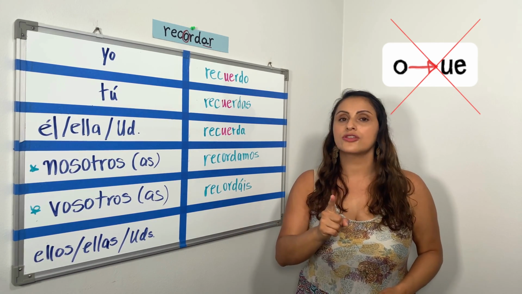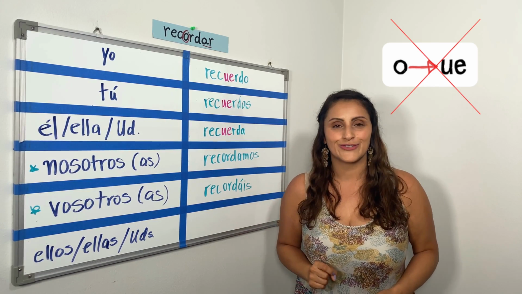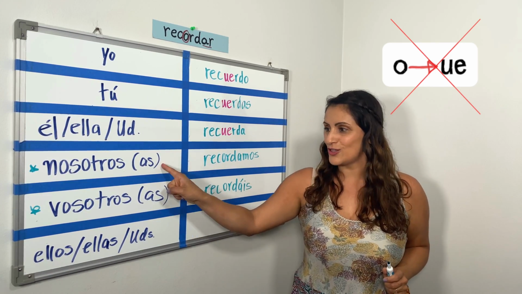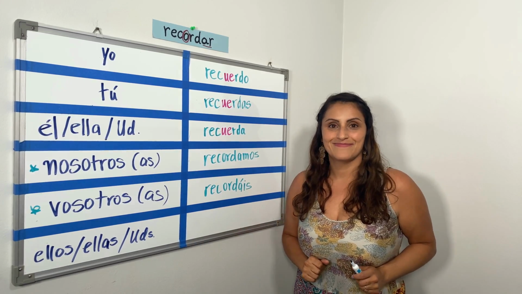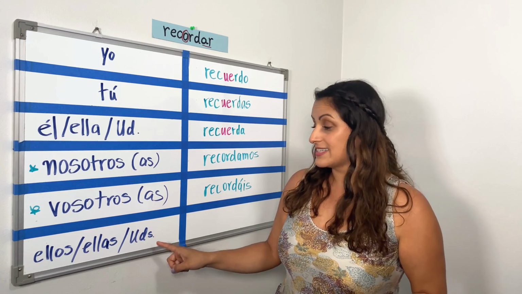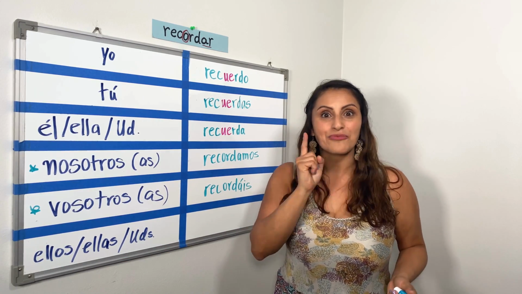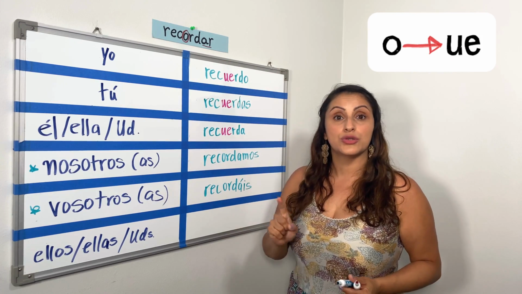Recordáis. Vosotros recordáis. Nosotros recordamos. No stem change in nosotros and vosotros. And the last subject pronouns that we have to worry about are ellos, ellas, and ustedes. Do we change the stem? Yes, you're right. The O will change to UE.